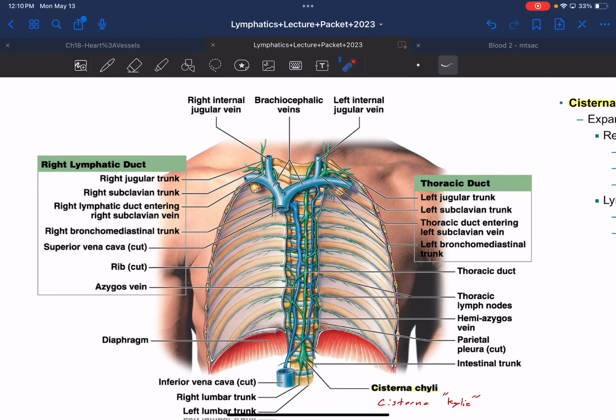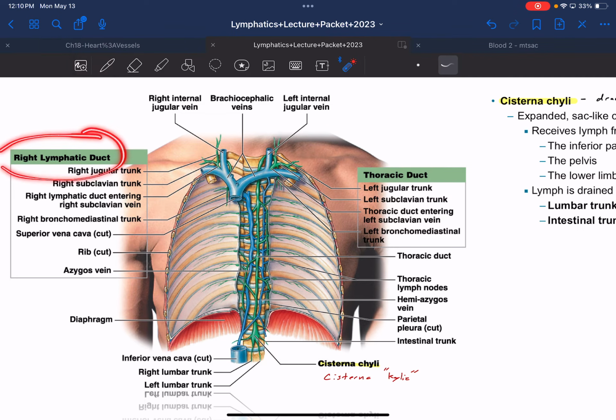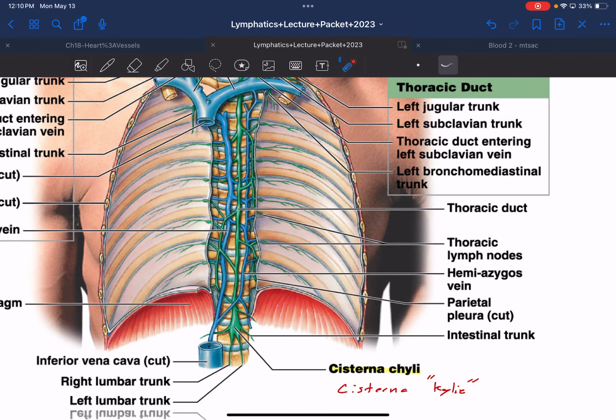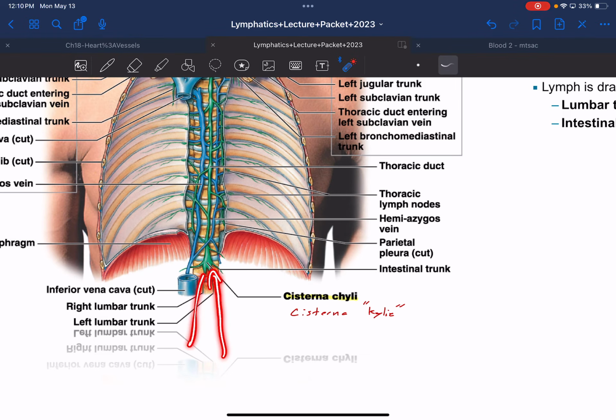Now the last thing to add about these duct systems is that we remember our right lymphatic duct and our thoracic duct. There's one last little structure that matters, and this is sort of a major site of where lymph drains from the lower body.